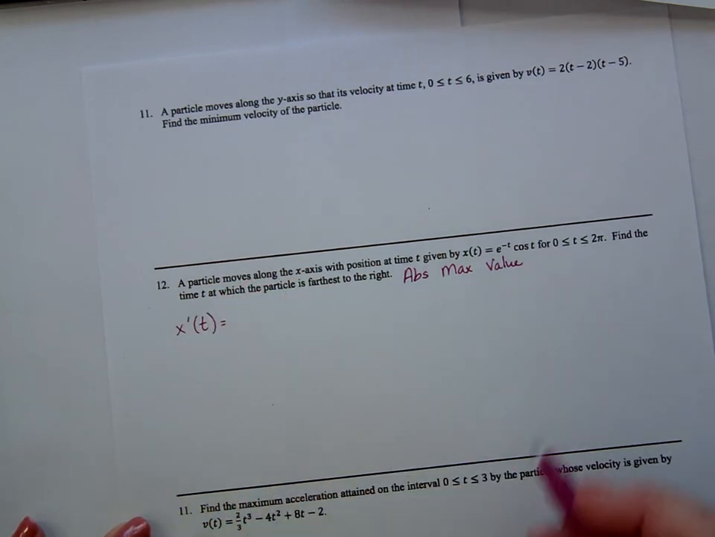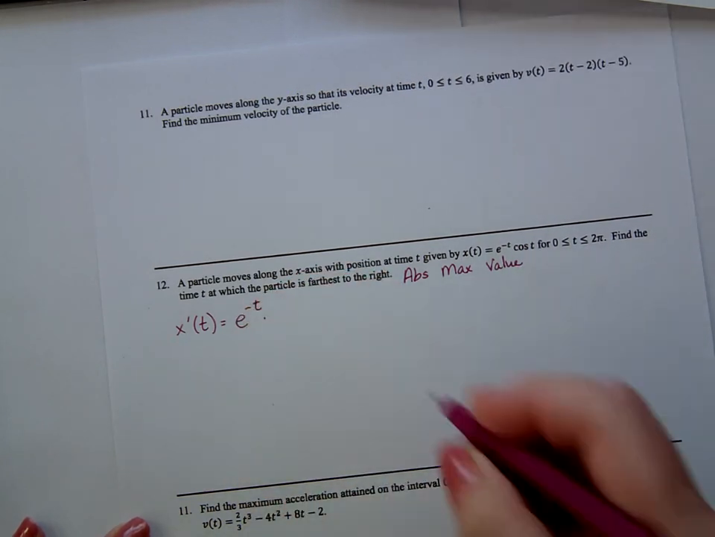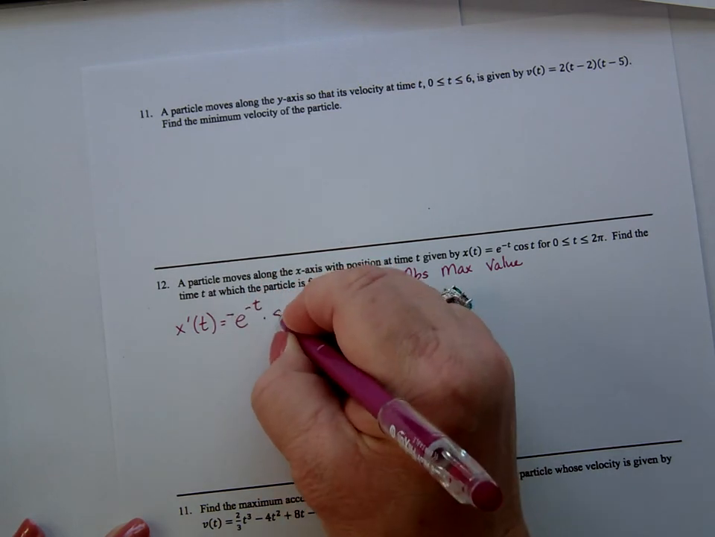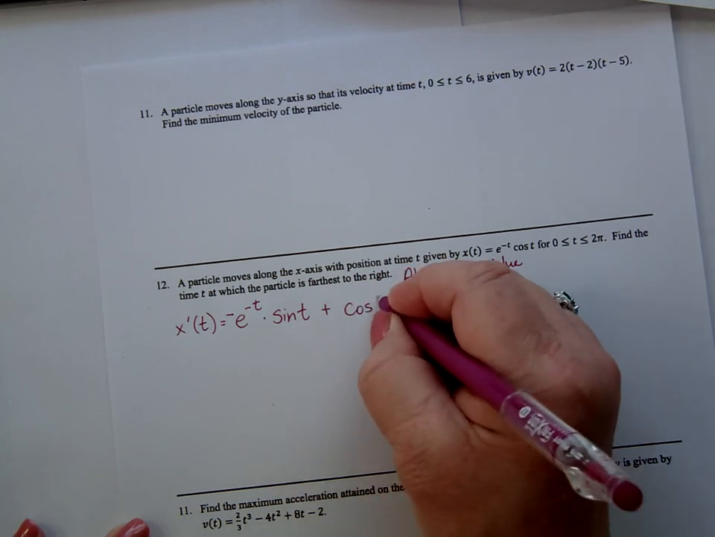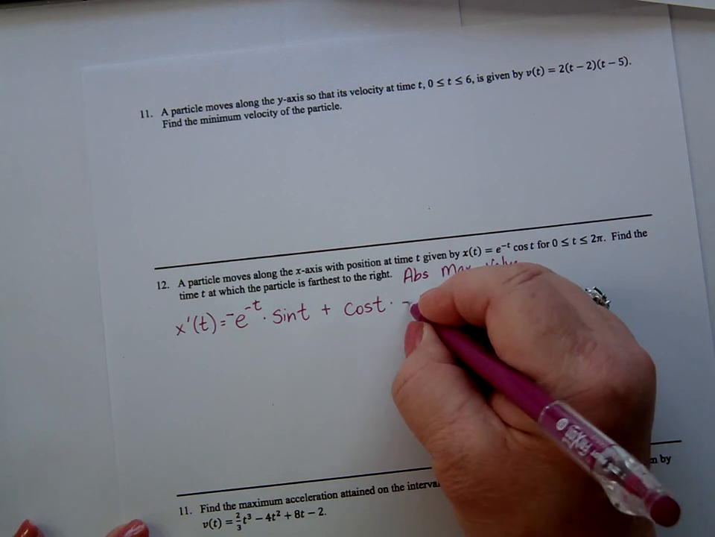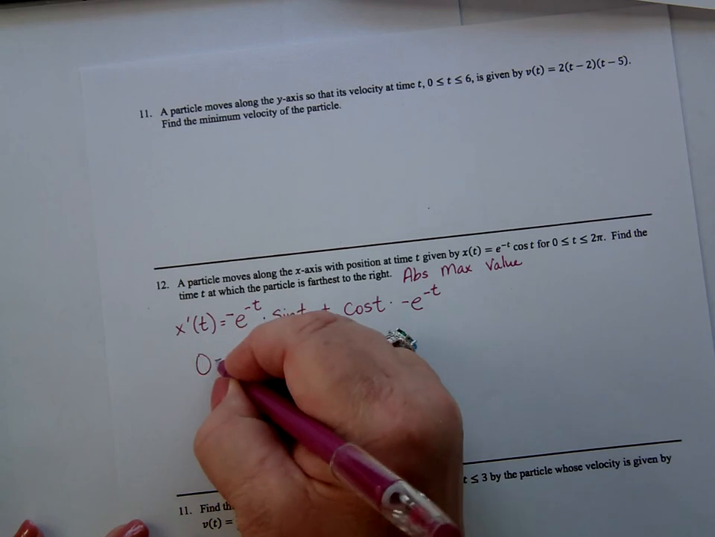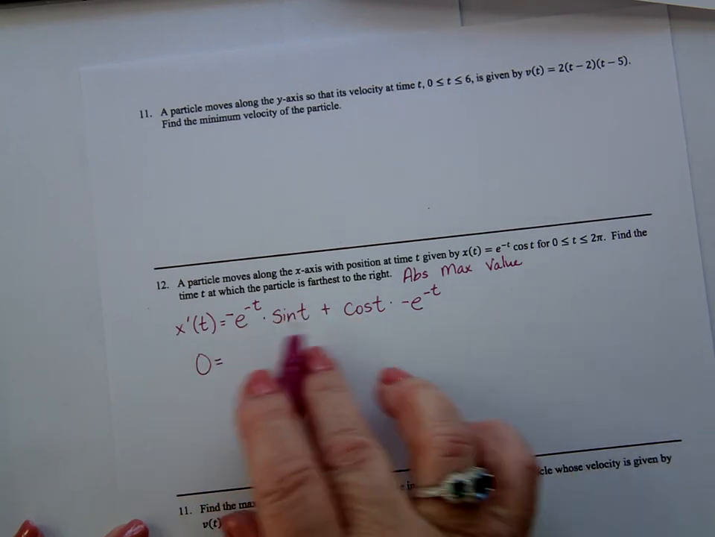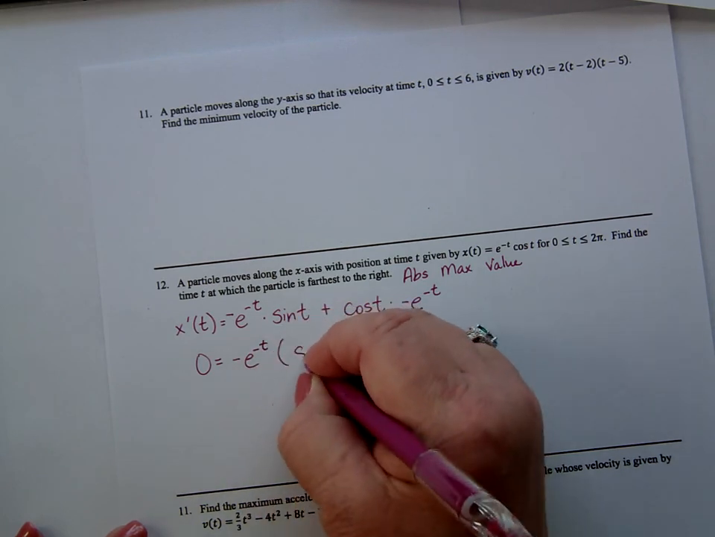Ooh, product rule. Okay, so e to the negative t times the derivative of cosine, which is a negative sine, plus cosine of t times the derivative of e to the negative t, which is a negative e to the negative t. This one gets kind of ugly. Let me see if I can make it any better. I'm going to set it equal to 0, and I can see that there's two terms and they both have a negative e to the negative t. If I factor that out, that leaves me with the sine of t plus the cosine of t.